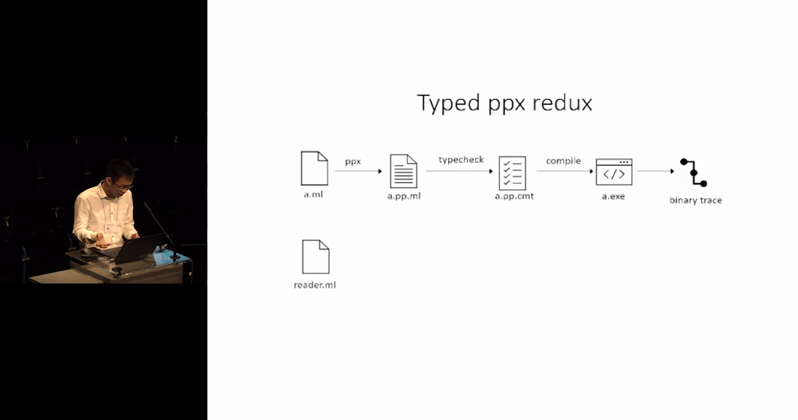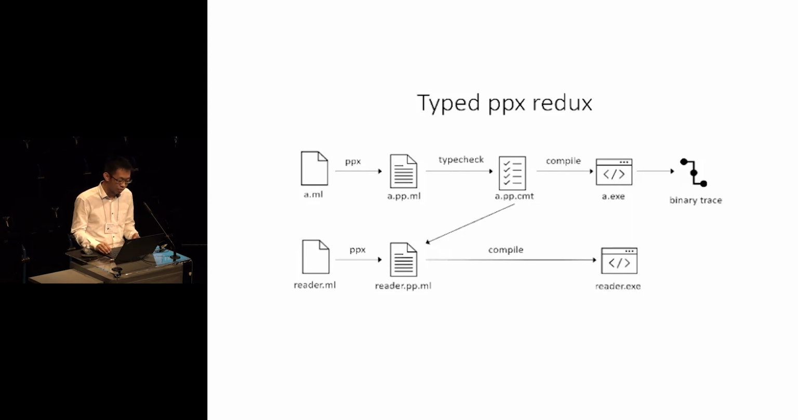Which is why we have a second stage. This stage builds a second executable, and it uses a second PPX to actually act on the type information computed in the first stage. And we're able to do this because of this stratification. Then when compiled, this takes the binary trace as input and produces a human readable trace. So this is actually what we do in the demo that you saw.